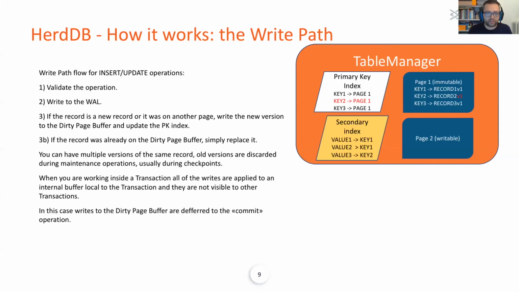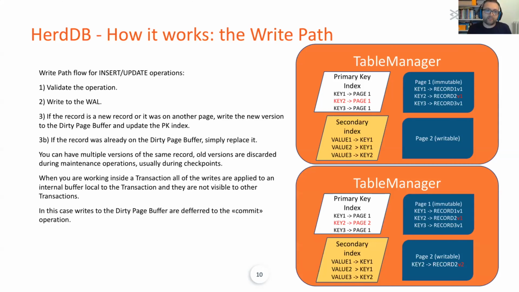Okay, the client sends the write request, the server validates the operation and writes to the write-ahead log. If the record is a new record or it was in another page, then you can write the new version to the dirty page and update the PK index. But if the record was already on the dirty page buffer, you simply replace it. We will see it in the next slide.